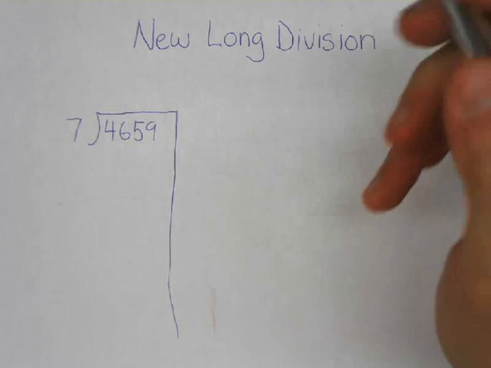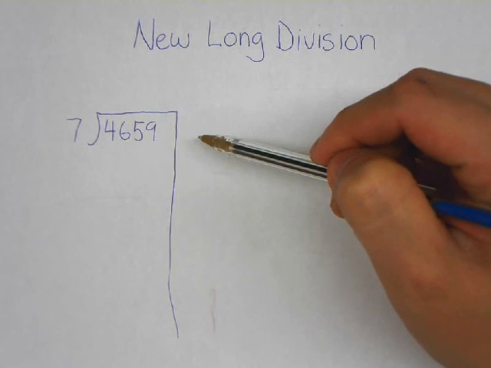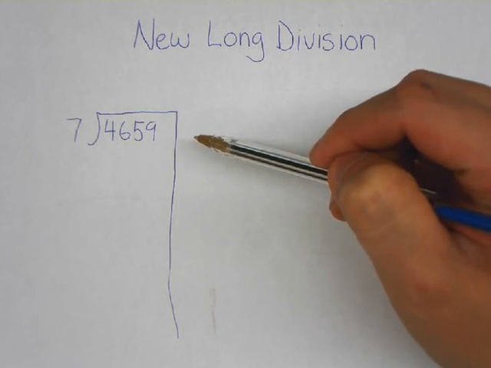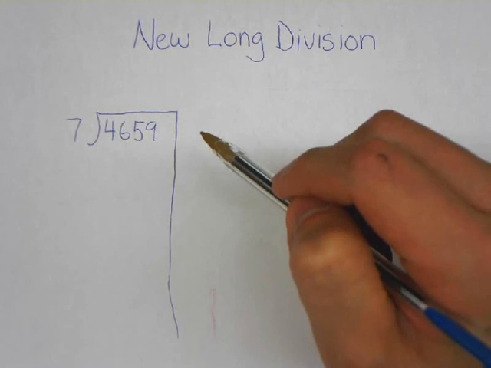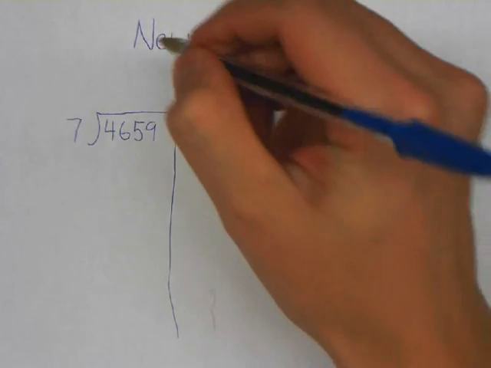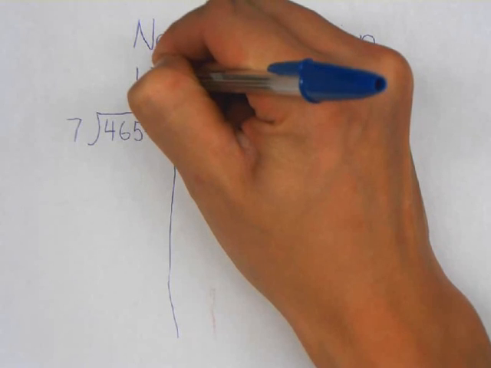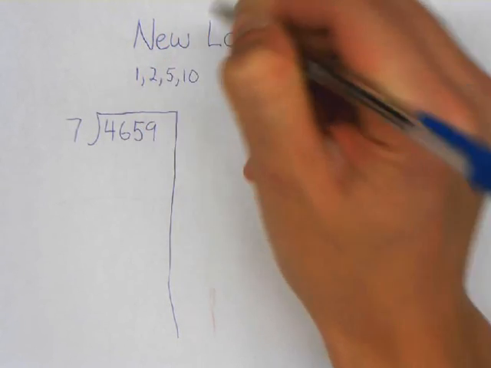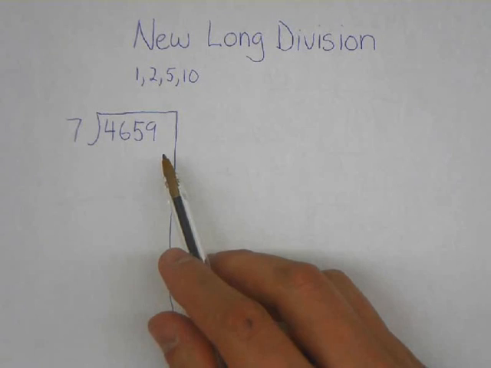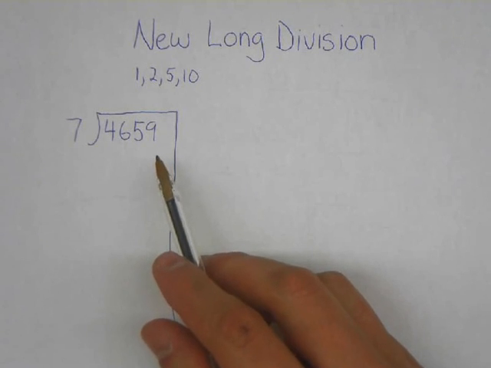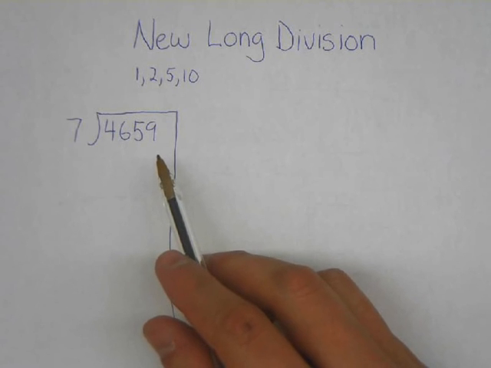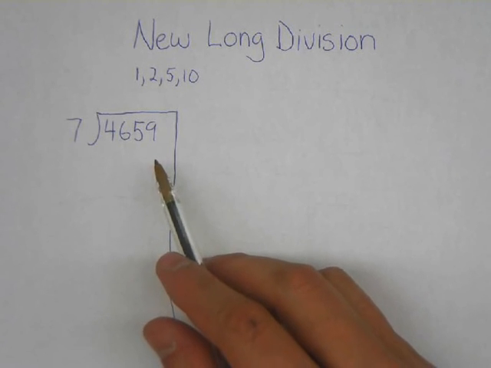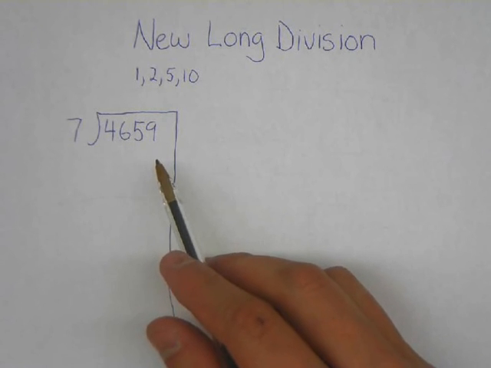Okay? And using this new long division method, all you have to know are the easiest multiples that there are that we know of. And those are 1, 2, 5, and 10. Now we're going to solve this equation only using those multiples, because they're the easiest. And if you don't know at least 1, 2, 5, and 10, then you better. That's all I could say about that.